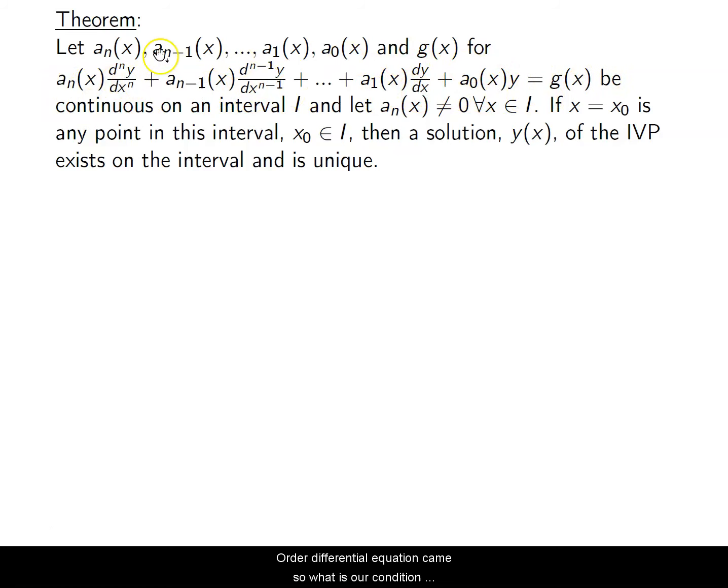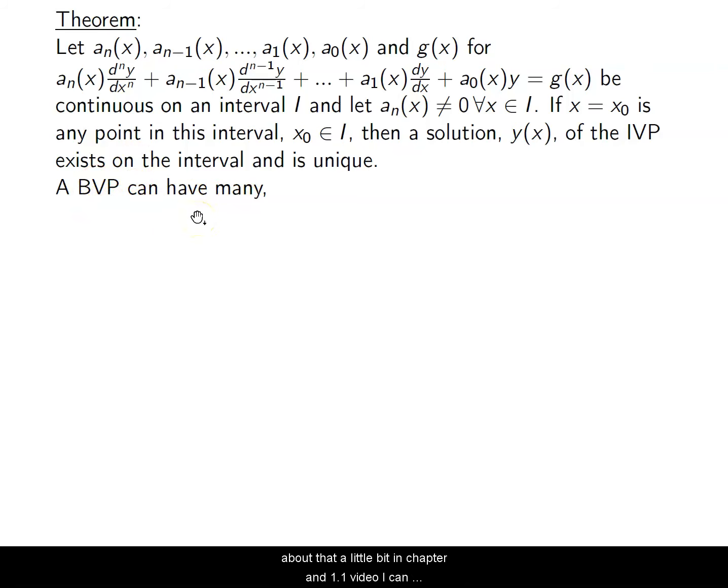Okay, so what is our condition? We're not looking at any derivatives. It's just that my first term is non-zero over some interval, and somewhere inside of that interval, I have an initial point. As long as those two things are true, then I have a unique solution that exists to this IVP.